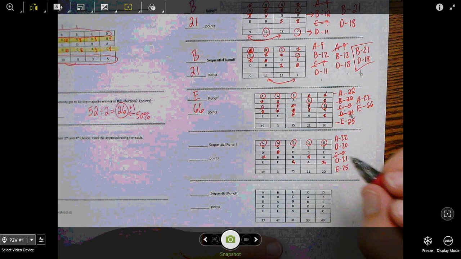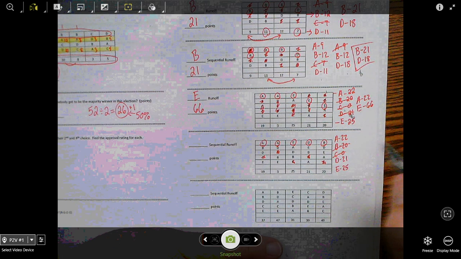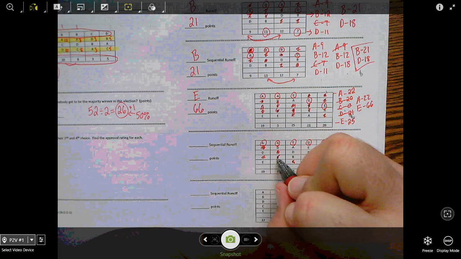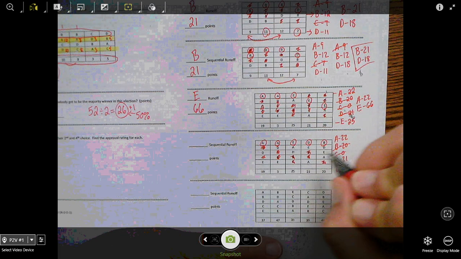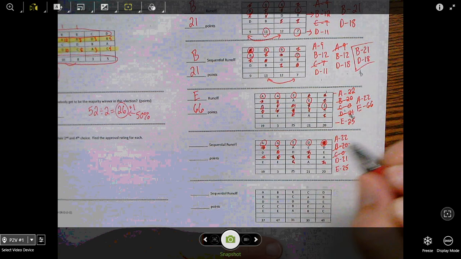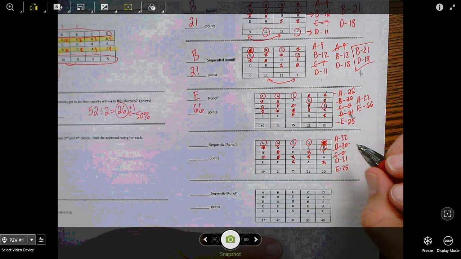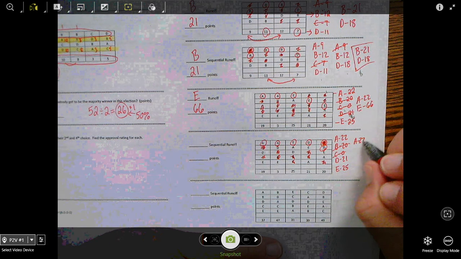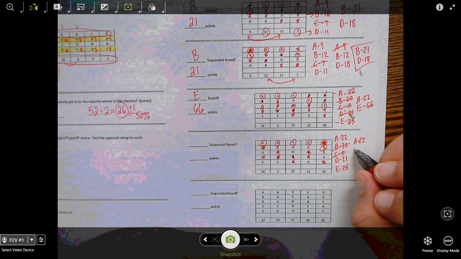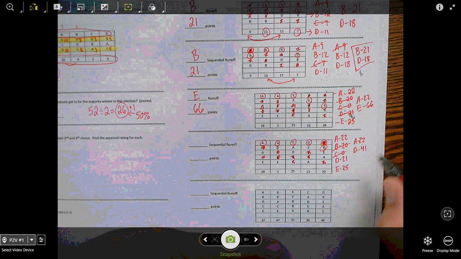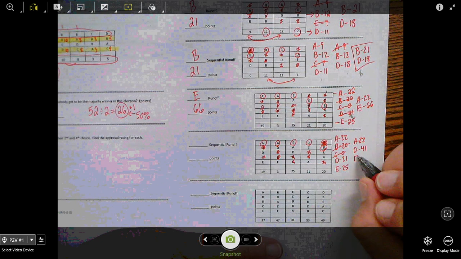So next is the next place person, which is B. B's gone. All right. So this is the only one that changed. D is now in first place. So when I recalculate, A with 22, D now has 41, and E has 25.